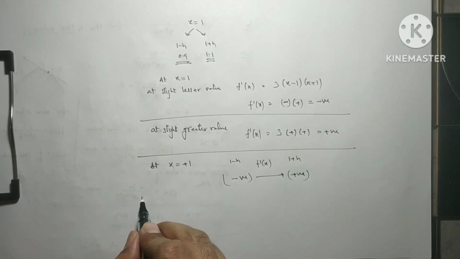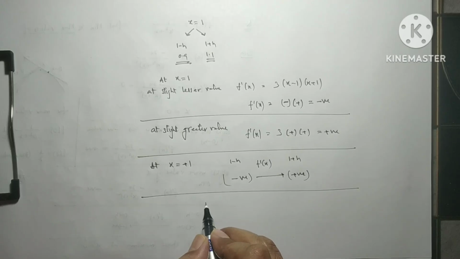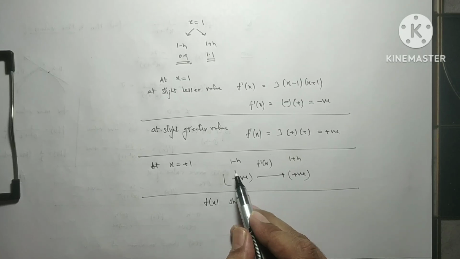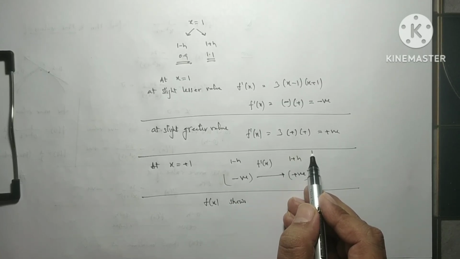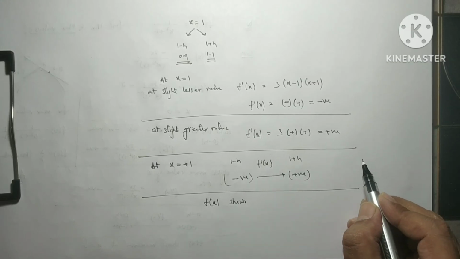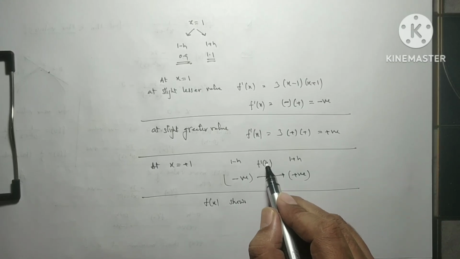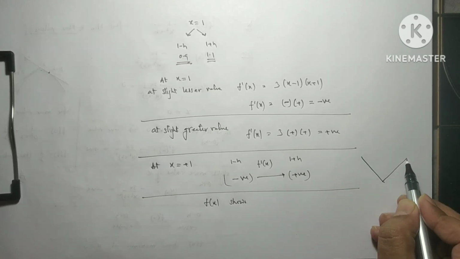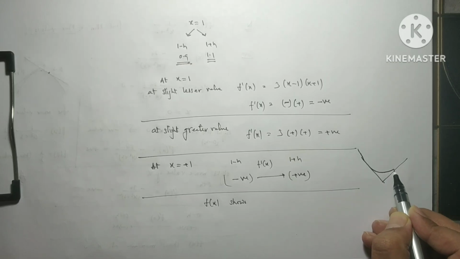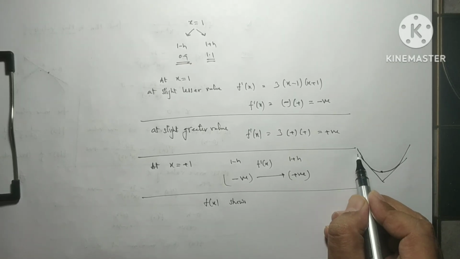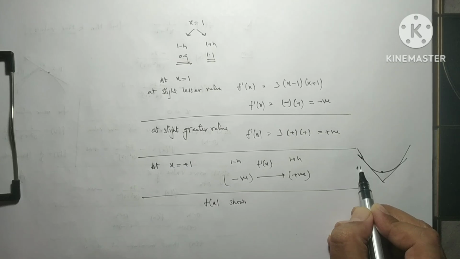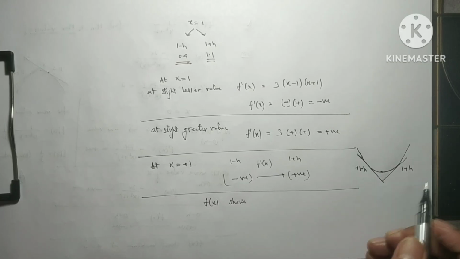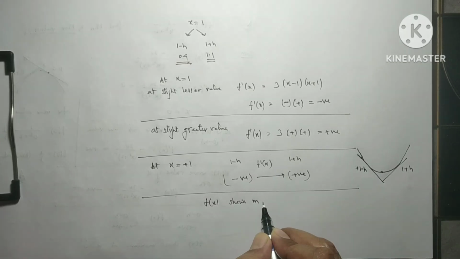So it indicates the function shows decreasing to increasing. f dash x means slope. The slope of the curve is decreasing first, then increasing. So it shows minima, or the lowest point.